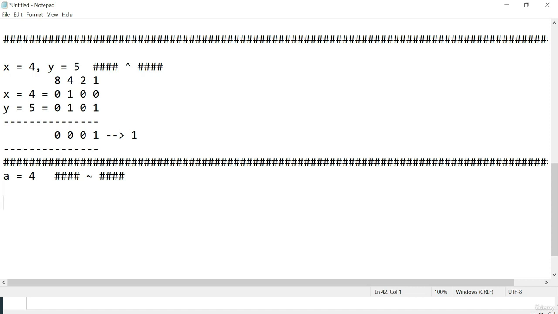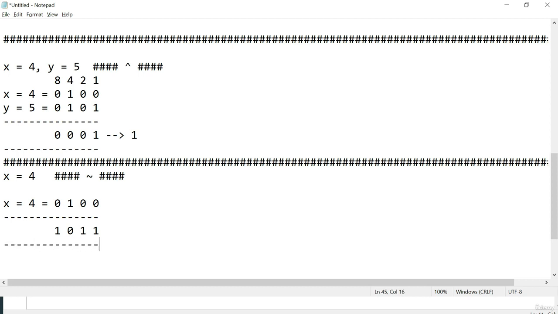Now suppose x equal to 4. What is 4 in binary format? This is 4. Now complement means you need to find the opposite. What is the opposite of 0? 1. What is the opposite of 1? 0. What is the opposite of 0? 1. Again, what is the opposite of 1? In this case also it is 1 only.